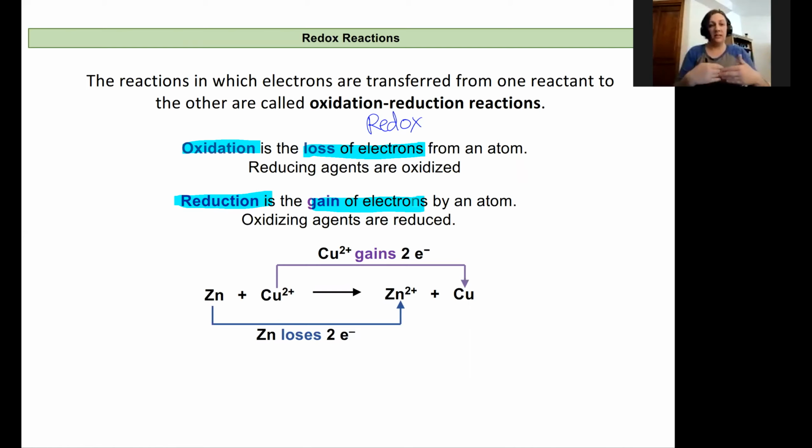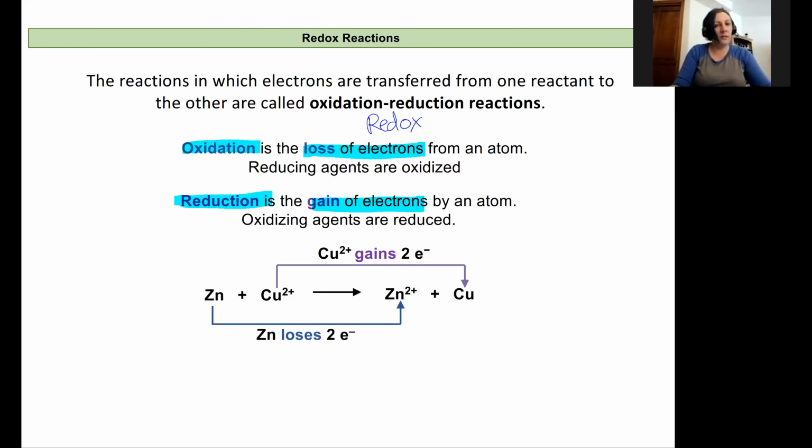If it loses electrons, it is acting as a reducing agent by giving electrons to another molecule. If a molecule is being reduced, it is acting as an oxidizing agent. It gains electrons by oxidizing another molecule and taking those electrons from them.